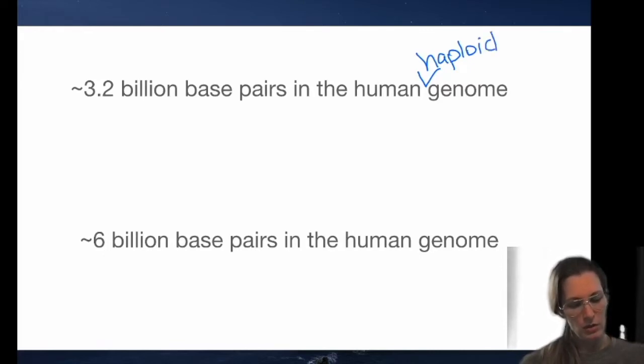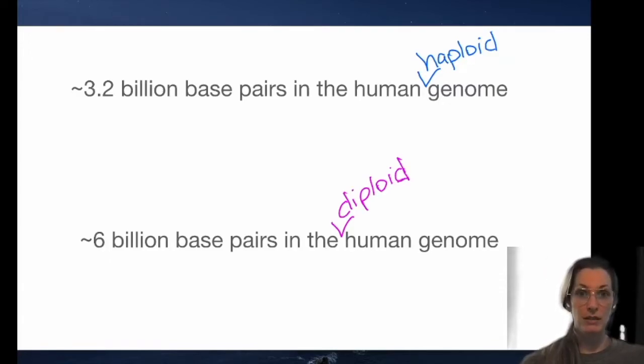Maybe I should use the same colors I was using. Sorry, guys, I forget sometimes. And then about 6 billion base pairs in the human diploid genome. So these are both true statements. There are about 3.2 billion base pairs in the human haploid genome, and about 6 billion base pairs in the human diploid genome. So when I said that every single cell in your body has about 3.2 billion base pairs, that applies to both somatic cells and germ cells. They all have those 3.2 billion base pairs.